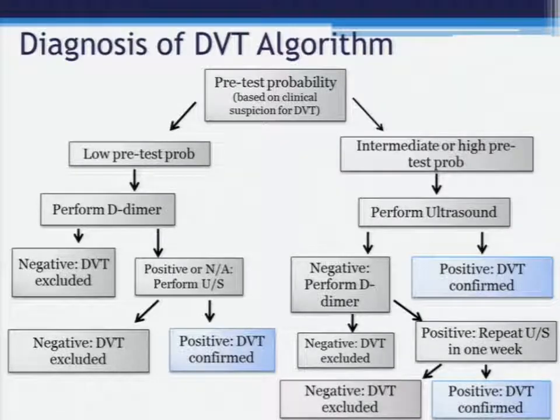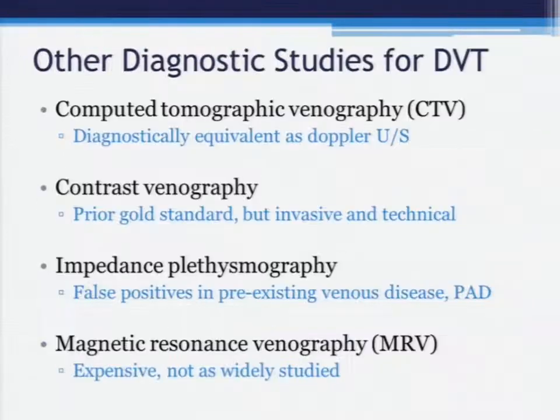So this is just an algorithm of what we've just discussed. If your patient has a D-dimer that's negative, you've excluded DVT. If it's positive, they warrant further workup. And if you go towards the ultrasound, it's diagnostic, you have a diagnosis if it's positive. If it's negative, you could perform a D-dimer if you need reassurance. Otherwise, you would repeat an ultrasound in 1 week if you have a high suspicion and the ultrasound is negative.